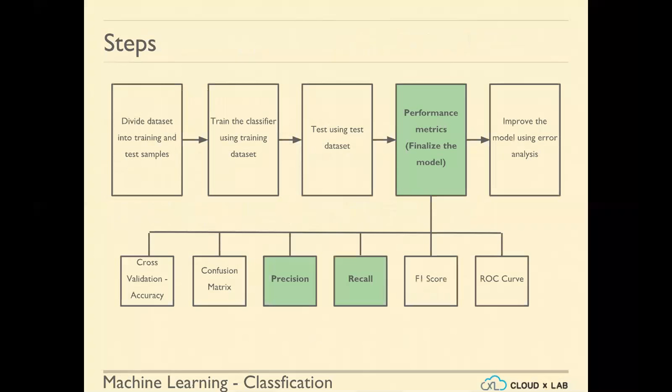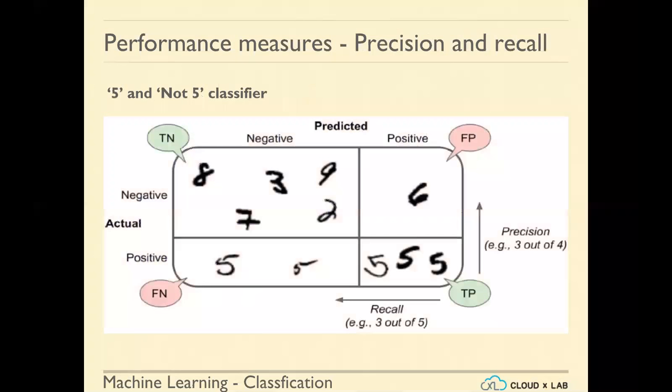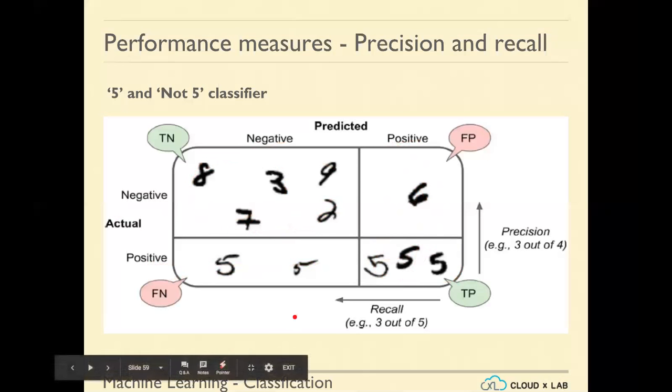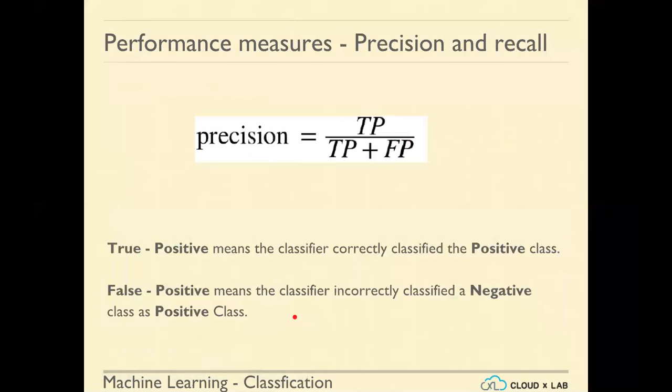Now let's understand the further values of the confusion matrix. This diagram should be clear to all. Where there were 5 but predicted as not 5, these are false negatives. Where it was 5 and predicted as 5, these are the true positives. Where it was not 5 but it was predicted as 5, and where it was not 5 and predicted as not 5. Now, the way we define precision is true positive divided by true positive plus false positive.